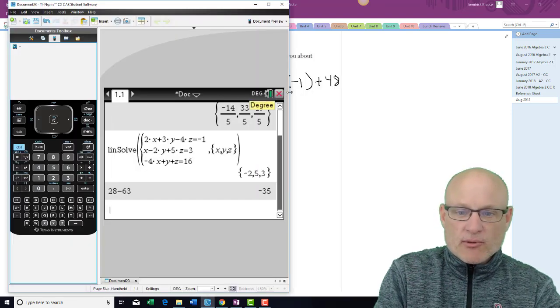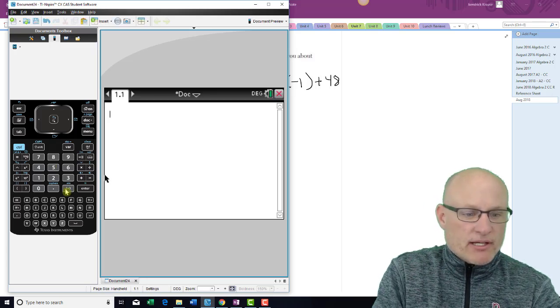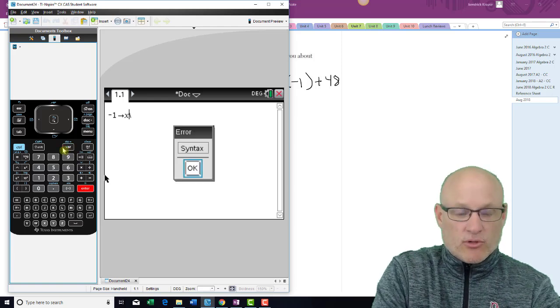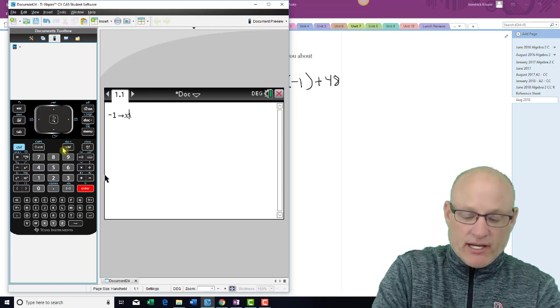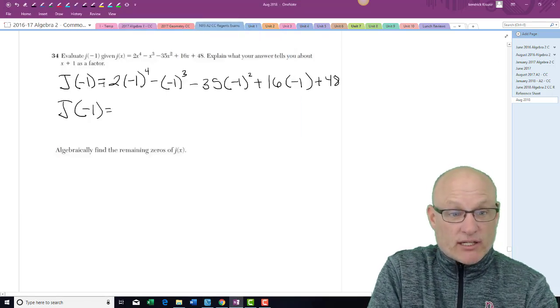All right, so here's what I'm going to do. Let me get rid of my last problem. I'm going to take negative 1 and store it into x, because I know if I don't do this correctly, I'm going to be in trouble. And by the way, you can do this on the 84 Plus or 83s as well. They've got a store button. Just use the store button. I've got to use negative 1 because that's what they told me to do.